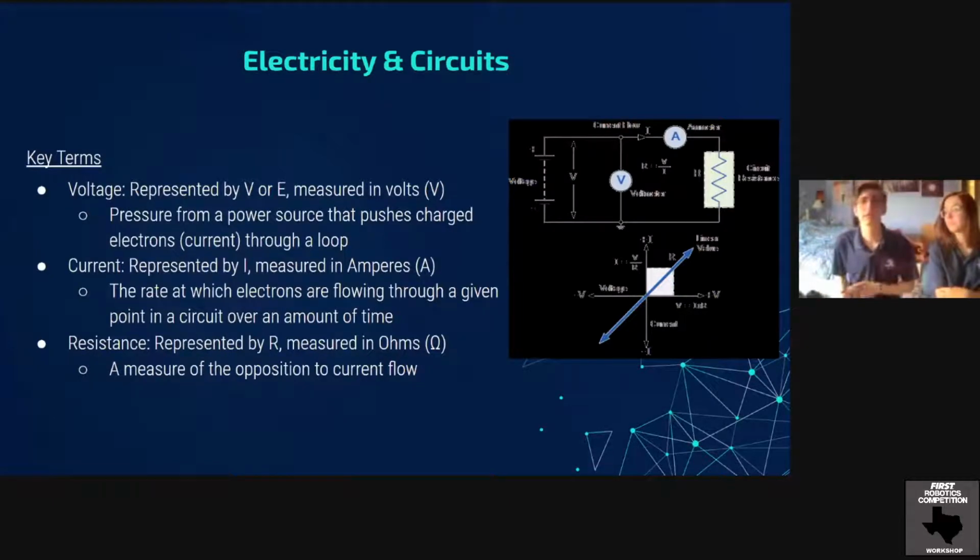Current is represented by I, measured in amps. So, for example, if you have a voltmeter, it measures volts. If you have an ammeter, it measures current. If you have a multimeter, it measures both. And it's measured in amps, and the rate at which electrons flow through a given point over an amount of time is the current. And then resistance is a measure of the opposition to current flow. So is the water analogy on the next slide, I think?